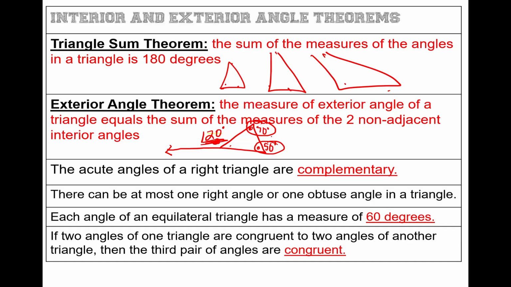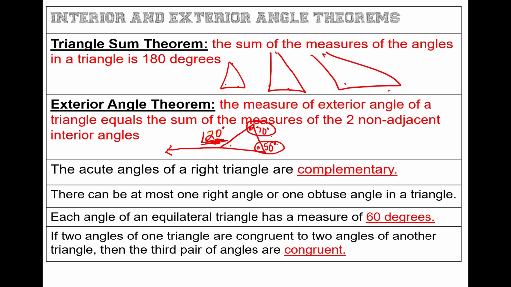The fun facts, or the other adjacent theorems that we can know, is that acute angles in a right triangle will be complementary. So the 2 angles that are not labeled 90 degrees in a right triangle will also add up to 90 degrees in order to equal that 180 total. There can be at most one right angle or one obtuse angle in a triangle, which makes sense, right?